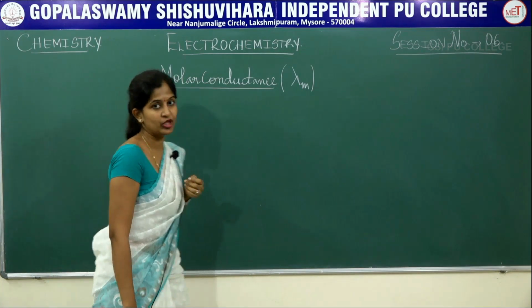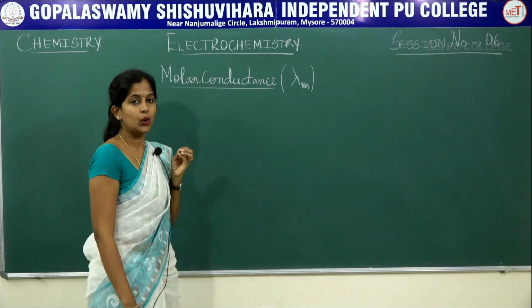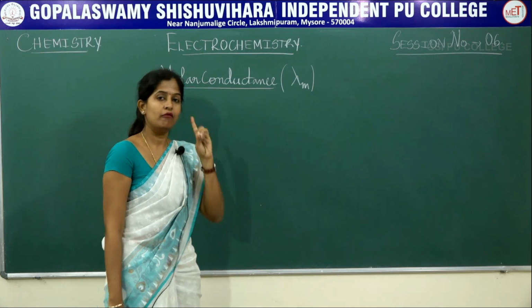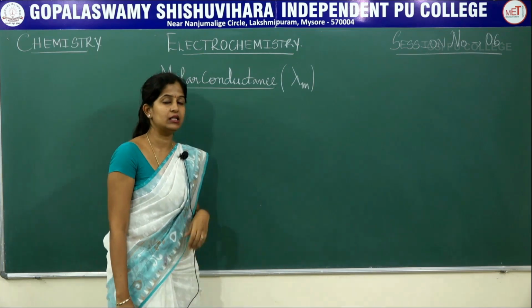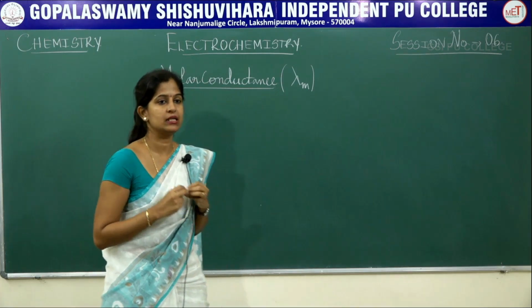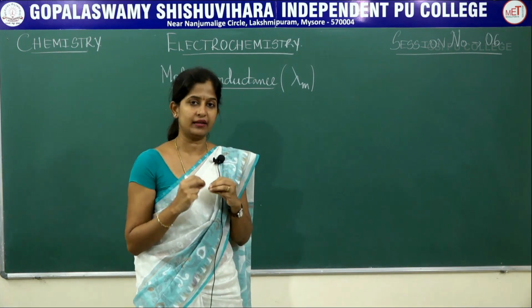Now what is the definition of molar conductance? It's the same as your equivalent conductance. It is the total conductivity offered by a solution of the electrolyte having 1 mole of an electrolytic substance. So in equivalent conductance it is equal to 1 gram equivalent weight of a substance. In molar conductance it is equal to 1 mole of an electrolytic substance in the aqueous solution.